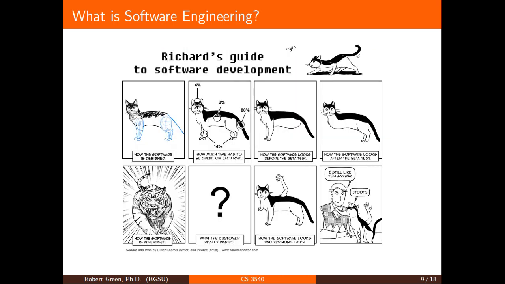Another fun diagram of this is this Richard's Guide to Software Development, right? We had a cat designed, right? All these things. Somehow in beta testing, before beta testing, we had no back legs, and afterwards we had some back legs and no front legs. It was advertised as a tagger. The customer had no idea what they really wanted, but somehow we ended up with a cat with an elephant's nose with an arm coming out the back that we still managed to love anyways.